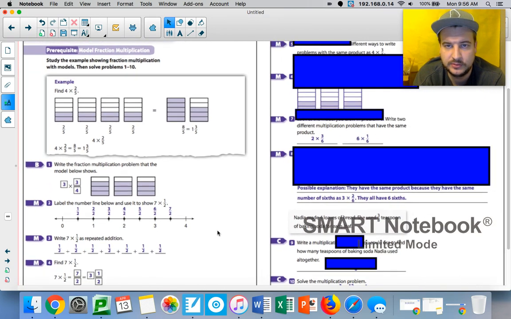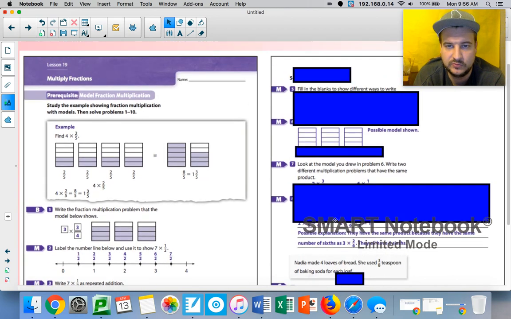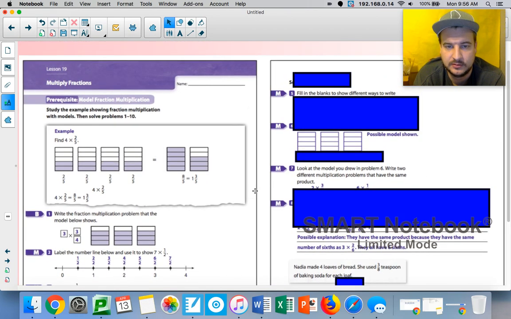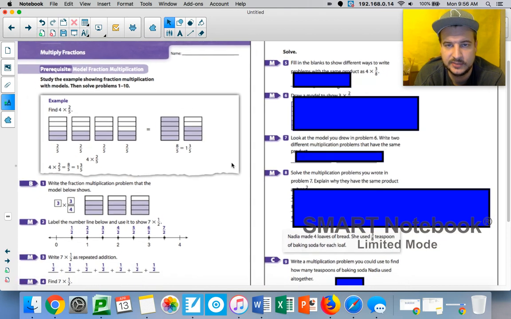Oh, no, didn't mean to do that. I meant to move the paper. Going to mess it up, Mr. Matters.